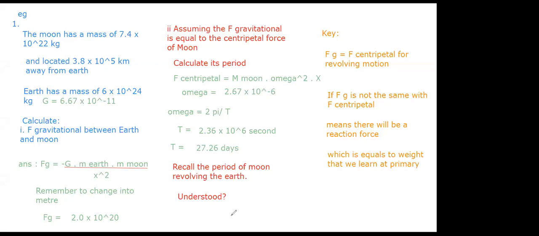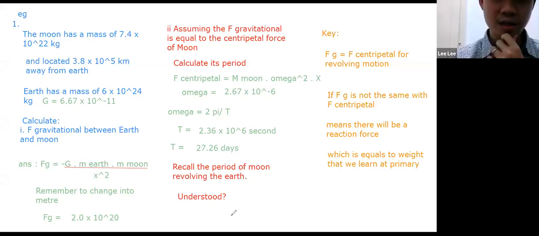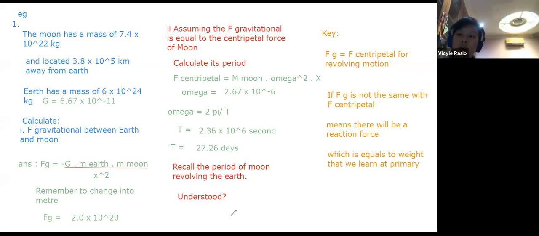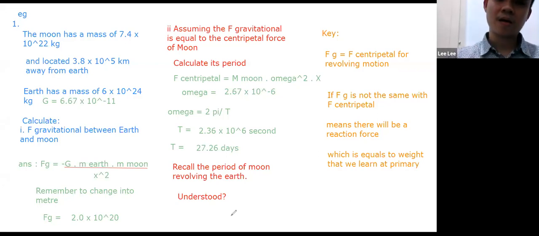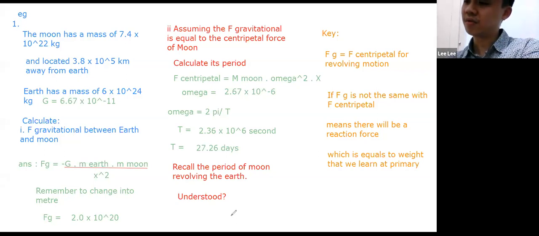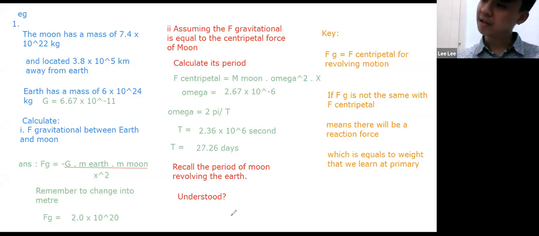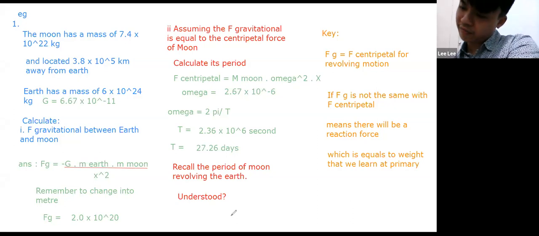New screen. Already the first question is the moon has a mass of blah blah blah, is it? Yes. Okay, now we go with example first. As I give you the mass of the moon is this, and then it's located a certain distance from Earth. And then let's say the mass of Earth is also given, right? Calculate the gravitational force between the Earth and the moon.